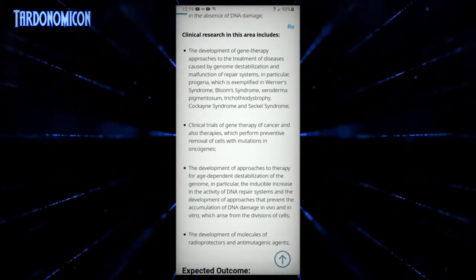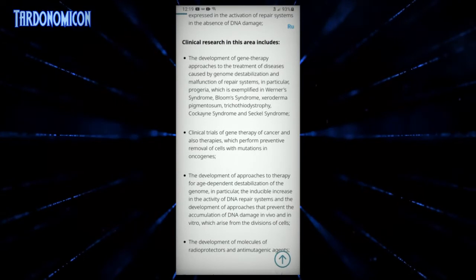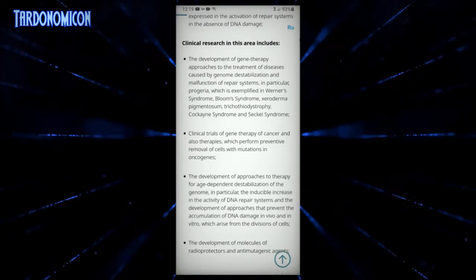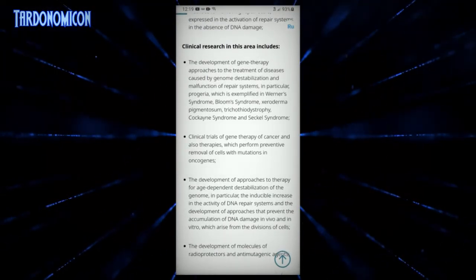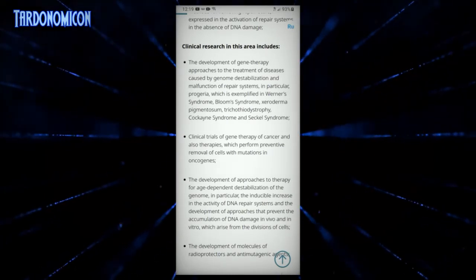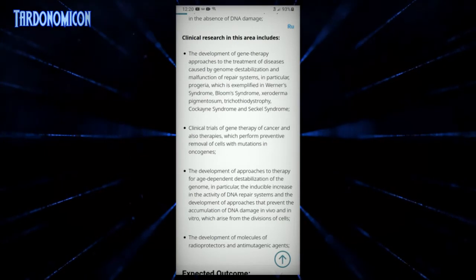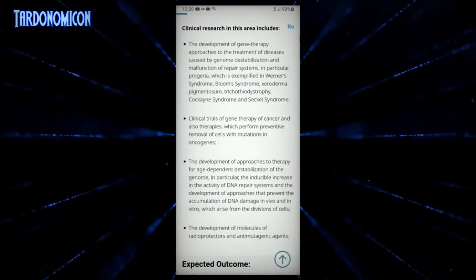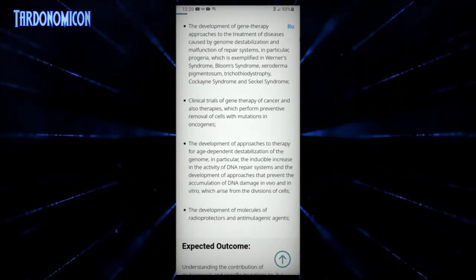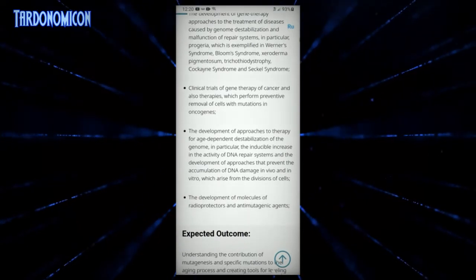Most diseases are based on the senescence, premature senescence of a body system or another. Werner syndrome, Bloom syndrome, xeroderma pigmentosa. Okay, my scientific lingo is a little bit off. I haven't been socializing with my science friends lately.